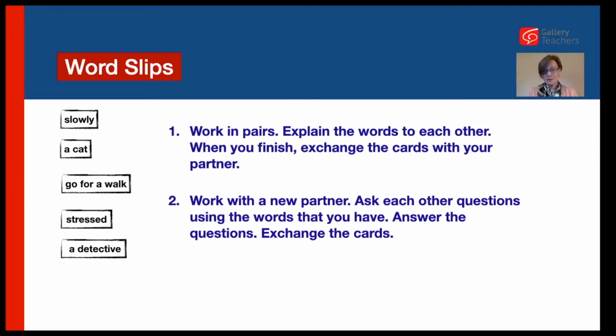With the new partners, when they work, they ask each other questions using the words they have. So now they think about the usage of this particular word. For example, if I have go for a walk, I can ask a question, how often do you go for a walk? Or maybe a cat, do you have a cat? And your partner needs to answer this question in any order, using any words, any phrases that he has. So he needs just to react to it.